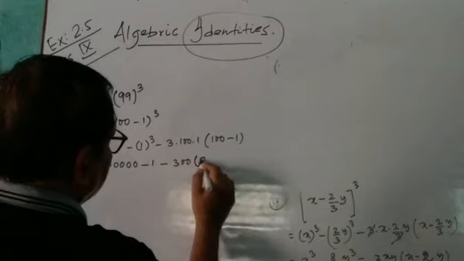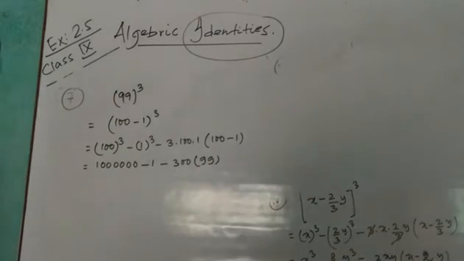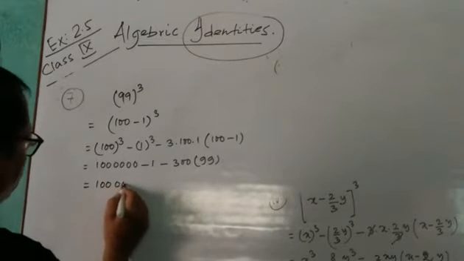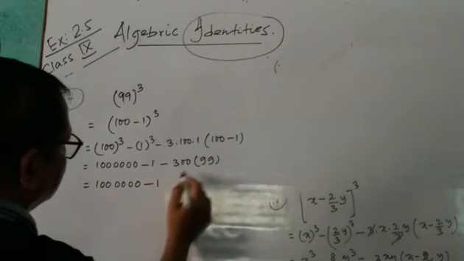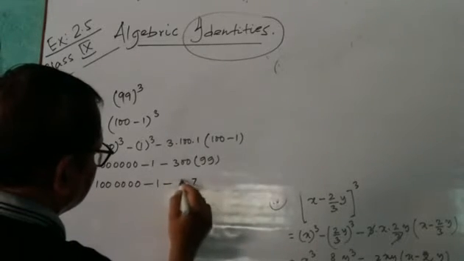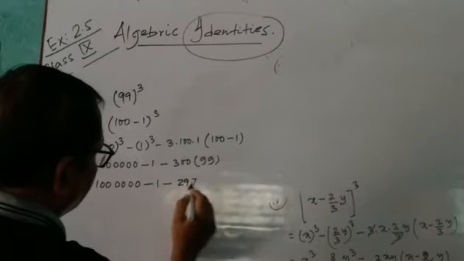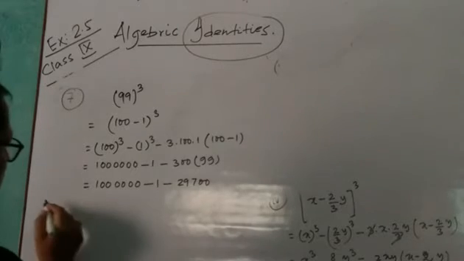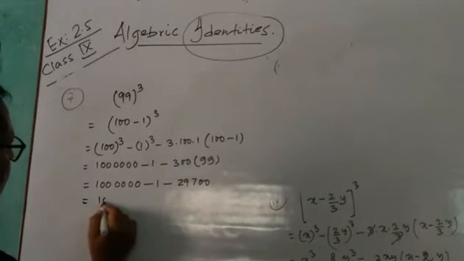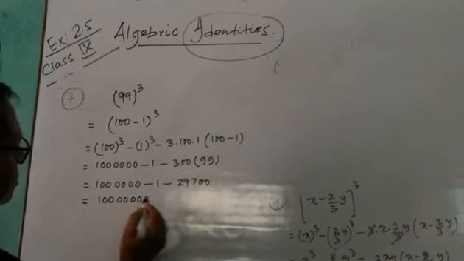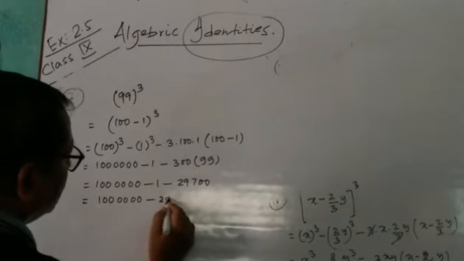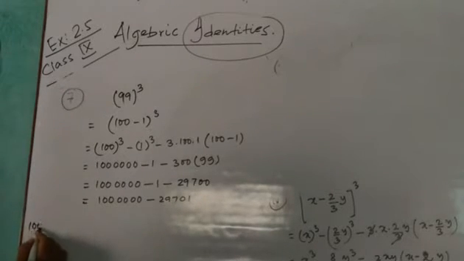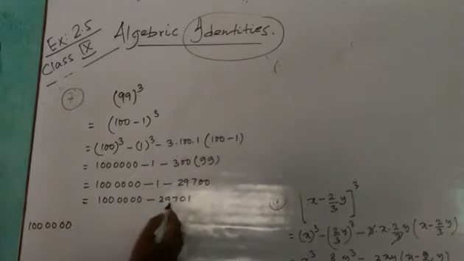And here you can write it as 99, since 100 minus 1 is equal to 99. So 1 followed by 6 zeros, minus 1, minus this much. Now it will be 1 followed by 6 zeros minus 29701.